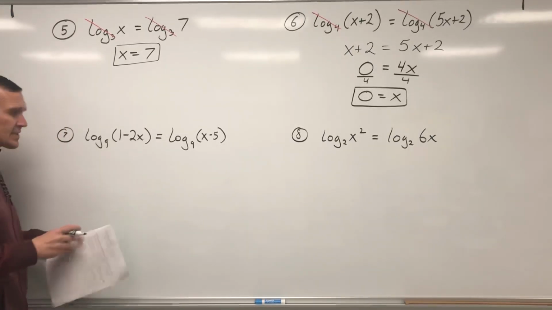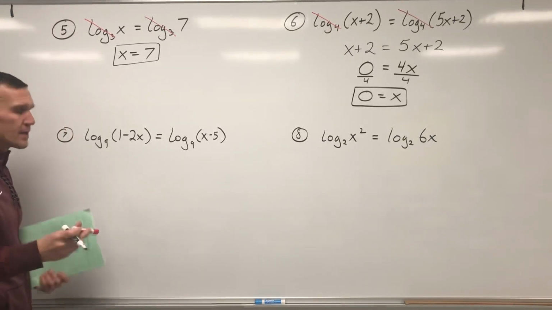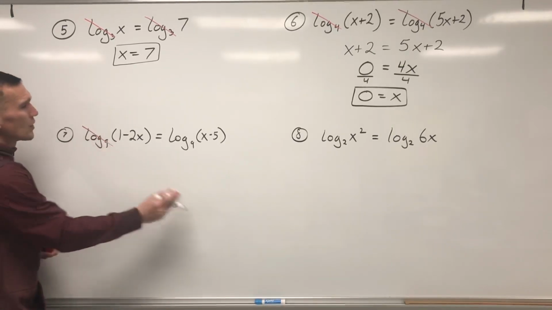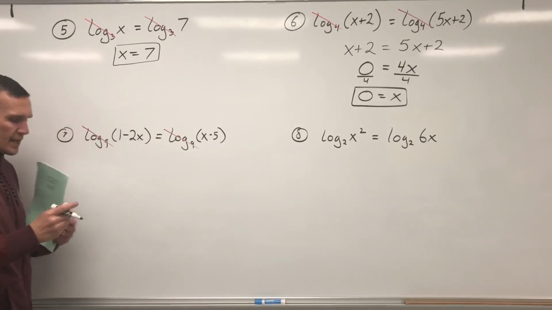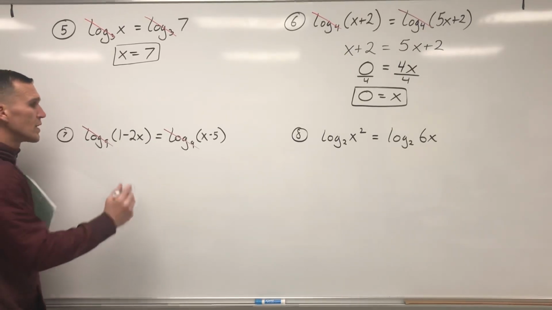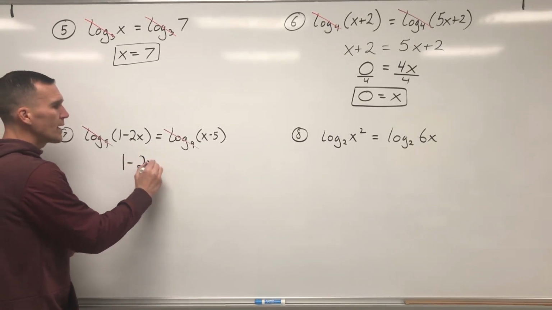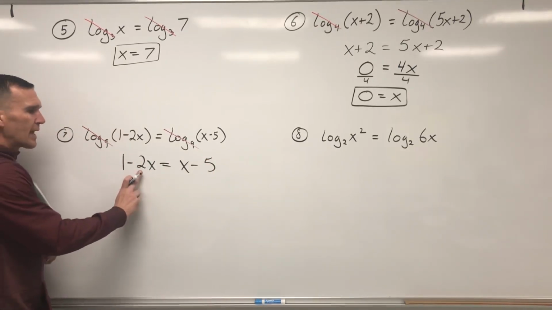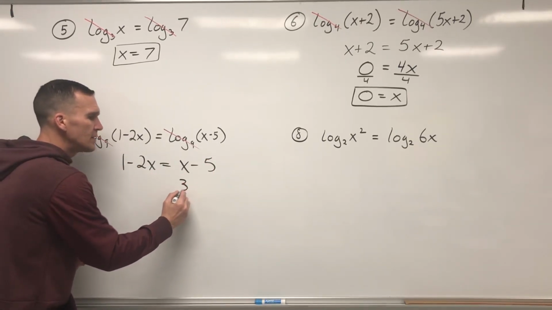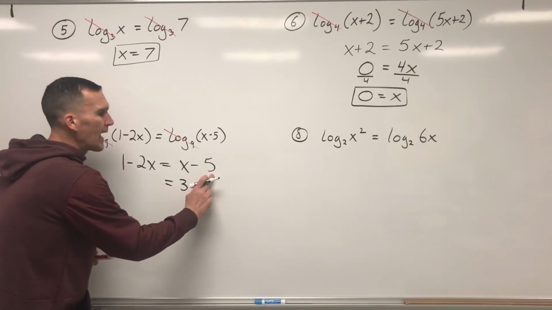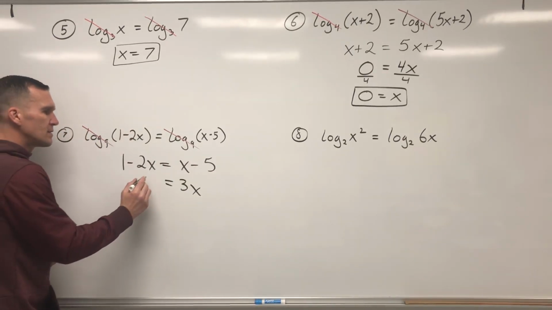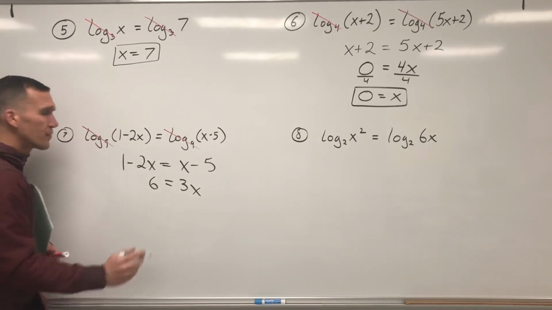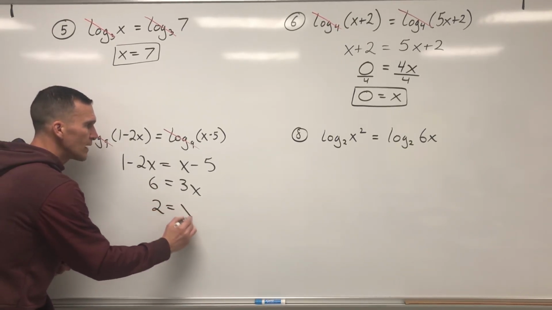All right, number 7 and 8, very similar again. You'll look at it and you realize the logs match up. So you're going to disregard log base 9 and set the arguments equal to each other. So now I have 1 minus 2x is equal to x minus 5. And I'll solve by adding 2x on both sides, adding 5 on both sides, and then I'll divide by 3, giving me 2 is equal to x.